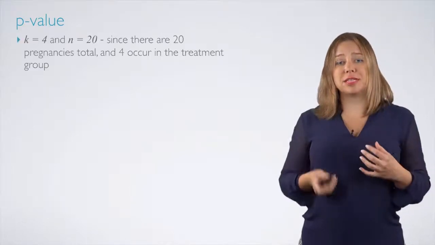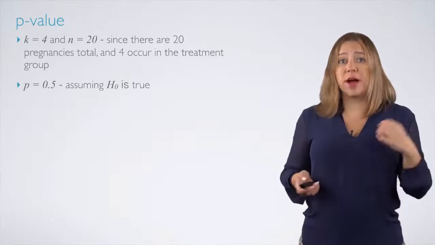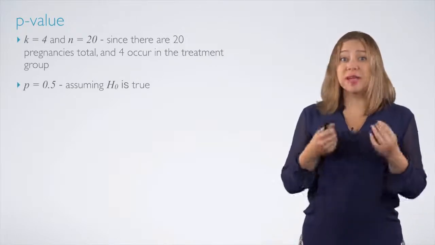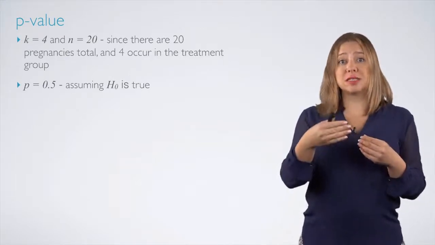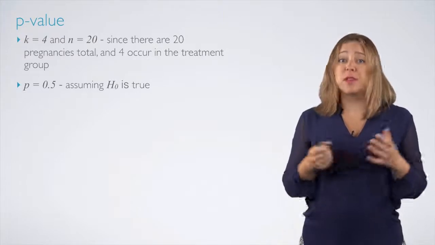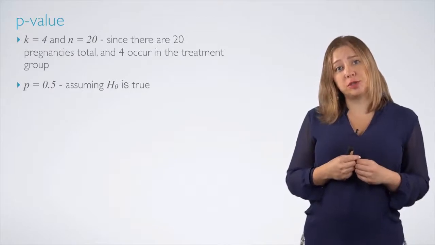The outcome in this experiment is 4 successes in 20 trials. The null hypothesis states that the probability of success is 0.5. Then we can calculate the p-value as obtaining 4 or fewer successes in 20 trials where the probability of success is 0.5. This probability can be calculated exactly with a binomial distribution.